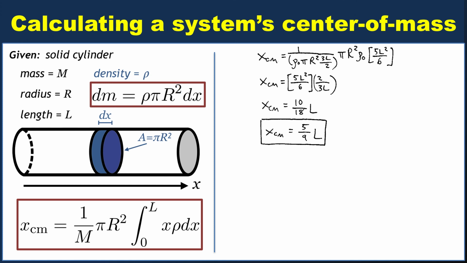I would not have been able to guess that without doing some integrals, and you can see that it matches with our expectations though, namely that 5/9 L is greater than 1/2 L. So the center of mass has moved slightly to the right, but not that far. If we had a more extreme density profile, one that varied more dramatically, you might imagine that the center of mass would move even farther to the right, but for this case, the center of mass is now located at 5/9 times the length of the cylinder.